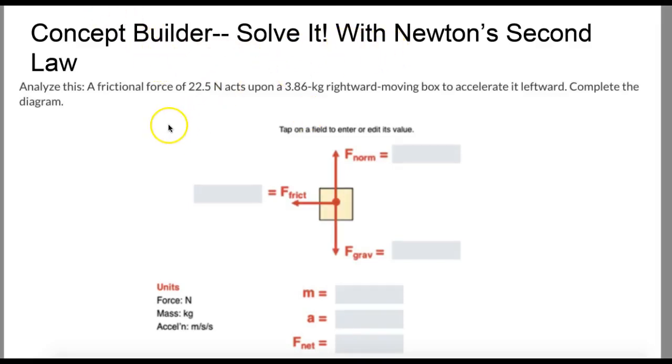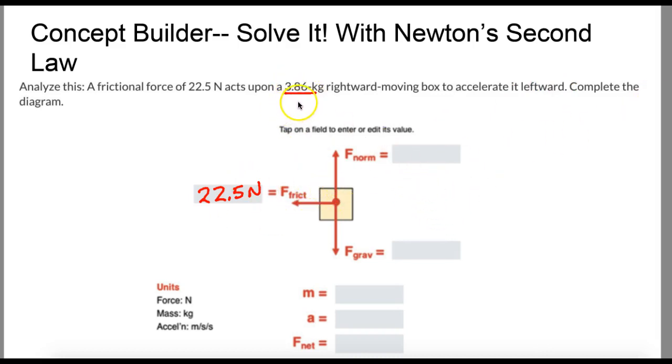Solve it with Newton's second law. We've got a frictional force of 22.5 newtons, so we're going to go ahead and stick that in here, 22.5 newtons. We have a 3.86 kilogram block, and we know that it is rightward moving, and it is accelerating to the left because of the friction, and they want us to complete the diagram.